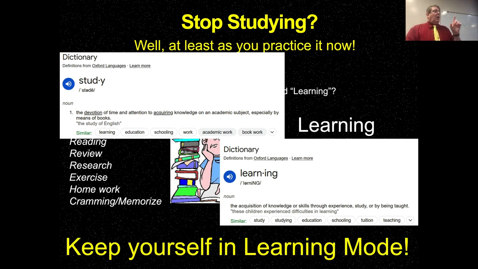Okay? What I want you to focus on too, anytime you say, I got to go study, what do I want you to replace that with? Learn, right? So when you tell your friends, I've got to go study, I want you to tell them what? I got to go learn my chemistry, right? Don't say I got to go study for chemistry. Say I got to go learn some chemistry. Put yourself in learning mode.